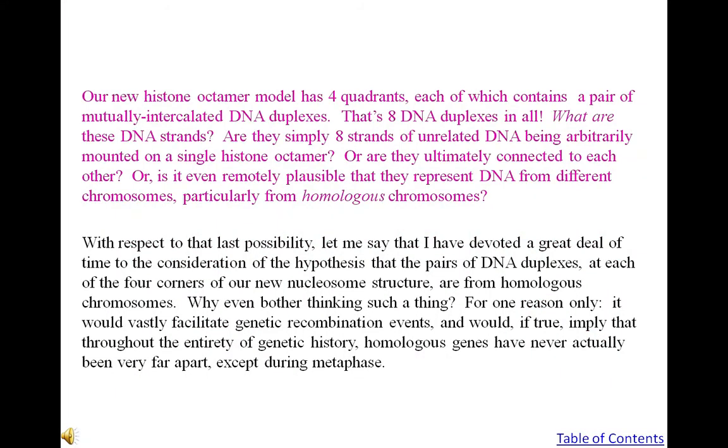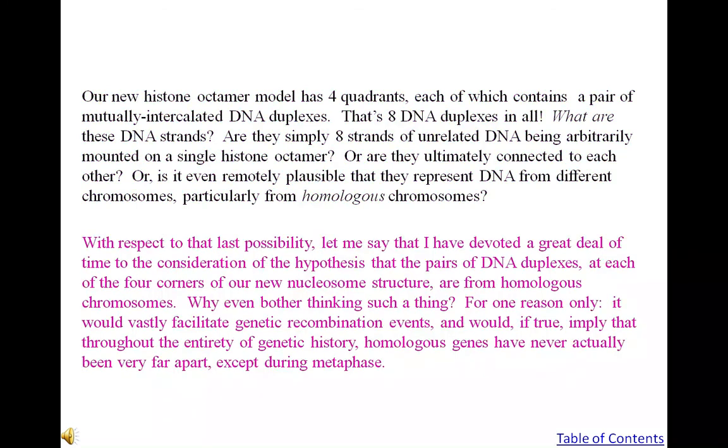Our new histone octamer model has 4 quadrants, each of which contains a pair of mutually intercalated DNA duplexes. That's 8 DNA duplexes in all. What are these DNA strands? Are they simply 8 strands of unrelated DNA being arbitrarily mounted on a single histone octamer? Or are they ultimately connected to each other? Or is it even remotely plausible that they represent DNA from different chromosomes, particularly from homologous chromosomes?